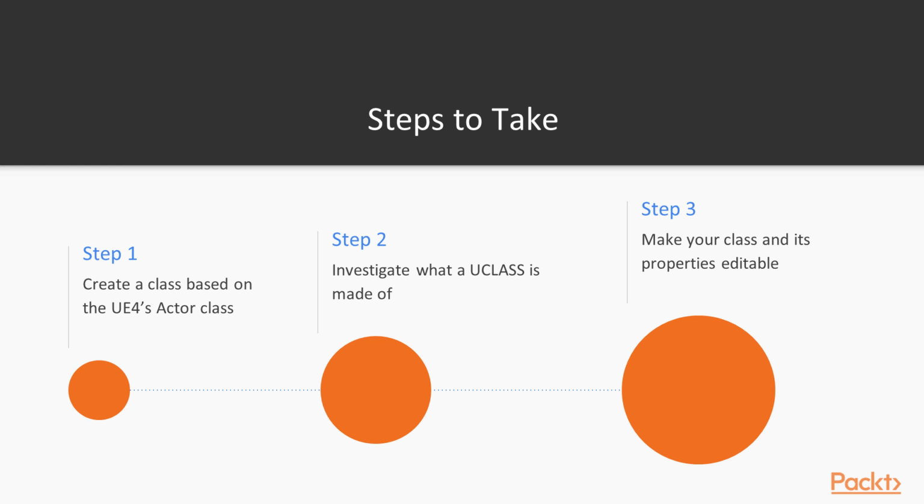So in this video, what we're going to do is to create a class based on UE4's or Unreal Engine 4's actor class. Then next, we will investigate what a UCLASS is made of, and we just take a look at the code and see how the code is created for a new class that you create. And then we are going to make our class and its properties editable in the Unreal Engine editor.